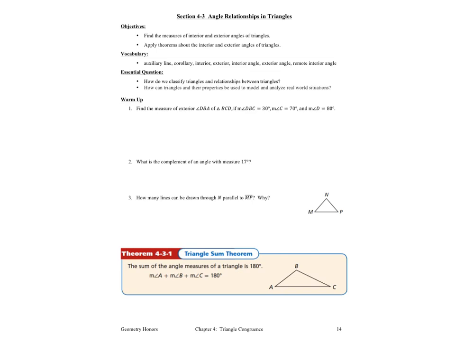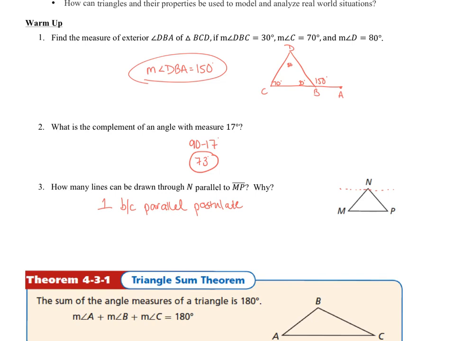This is 4-3, angle relationships in triangles. Pause the video to reveal the answers to the warm-up when you are ready. So number 1's 150 degrees because these two angles are linear pairs. They're supplementary, they add up to 180 degrees.